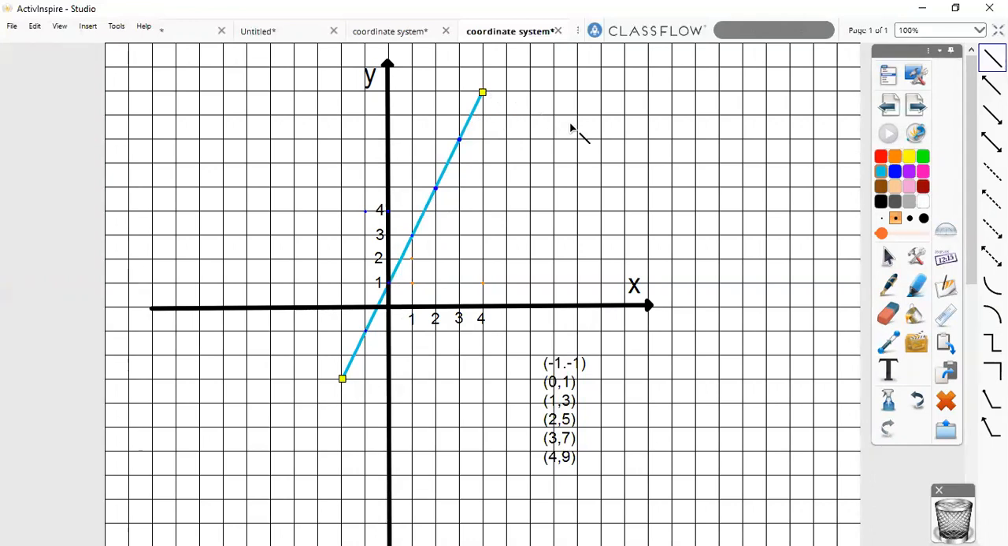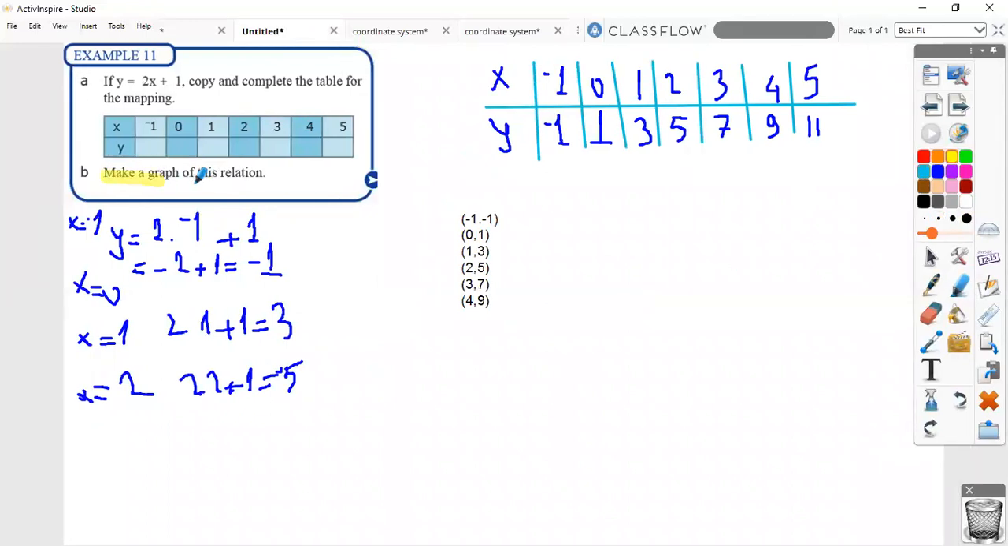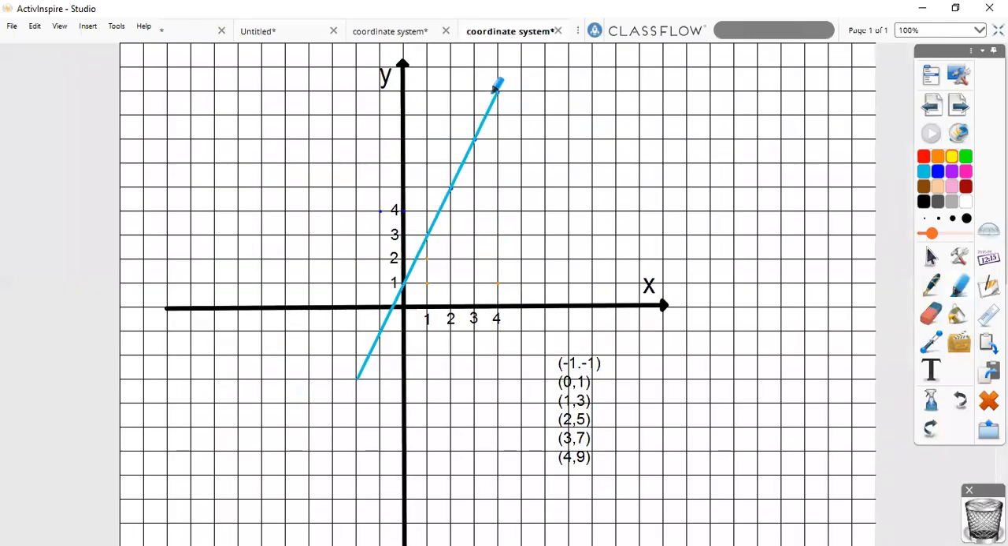With this, we solved the second part of our question, which was to make a graph of this relation. Now our graph is here, as you see, and this is our graph. We solved our question. Do you have any questions?